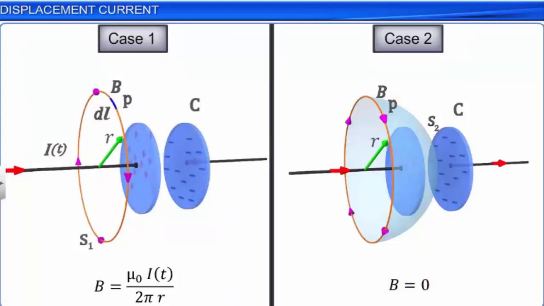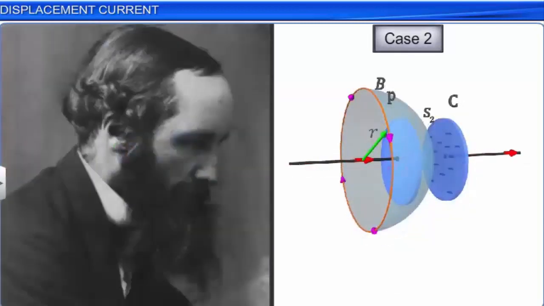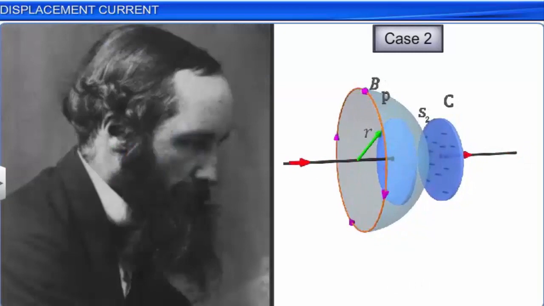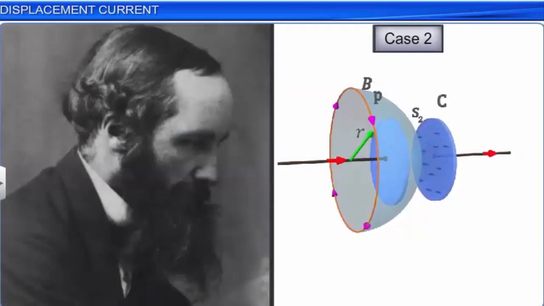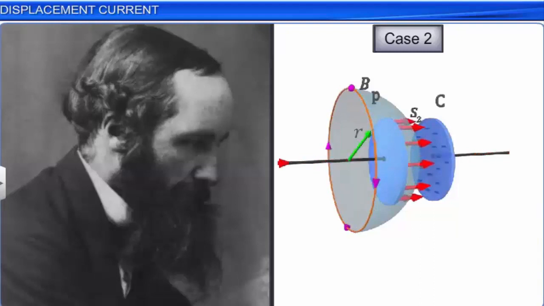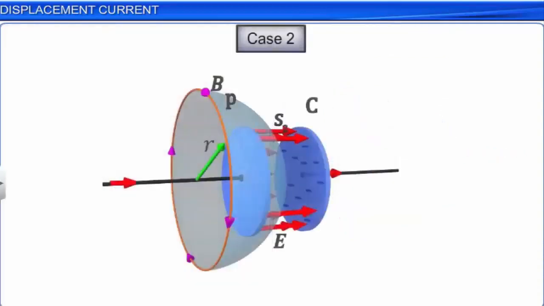Then Maxwell suggested that on close observation of the surface S2 between the plates of the capacitor, we can write the missing term in terms of the electric field that passes through the surface S2. This electric field produces some current between the plates of the capacitor. Now, let us calculate the current due to the electric field between the plates of the capacitor. Let A be the area of cross-section of the plates in the parallel plate capacitor, Q be the charge on the plates of the capacitor, and sigma be the surface charge density.